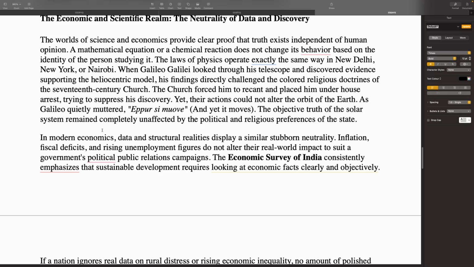of the state. In modern economics, data and structural realities display a similar stubborn neutrality. Inflation, fiscal deficit, and rising unemployment figures do not alter their real world impact to suit a government's political public relation campaigns. The Economic Survey of India consistently emphasizes that sustainable development requires looking at economic facts clearly and objectively.